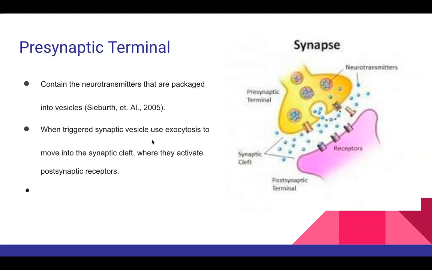Okay, so we're going to break it down. We're going to talk about each part of the synapse. The presynaptic terminal contains the neurotransmitters inside the little vesicles. When triggered, the synaptic vesicles use exocytosis to push out the neurotransmitters into the synaptic cleft. Here, inside this cleft, or inside the gap between the cells, the neurotransmitters are going to activate the postsynaptic receptors, and those are these right here. So these receptors become activated when the neurotransmitters, if you can see in this picture, they connect.